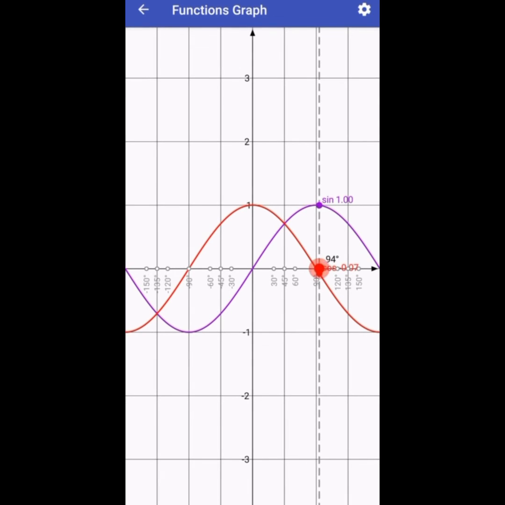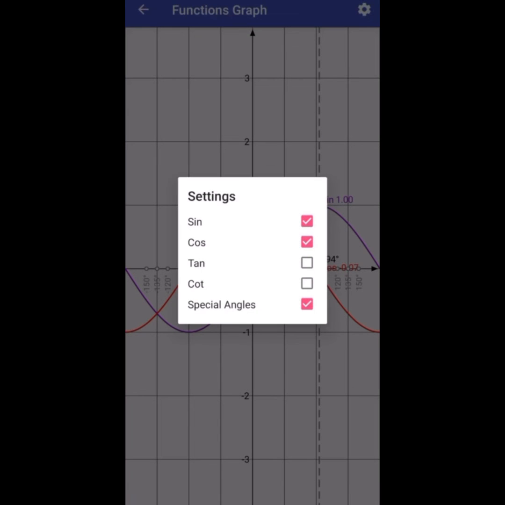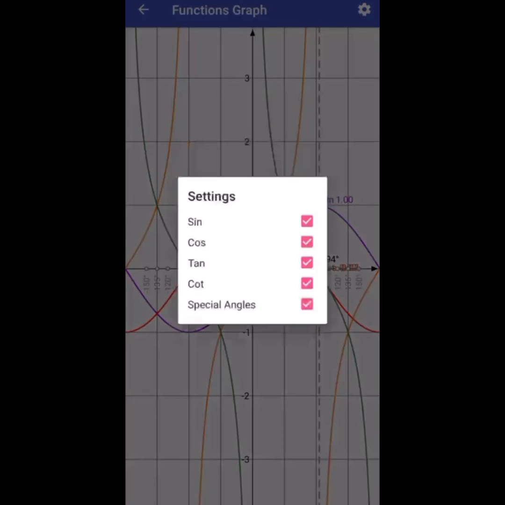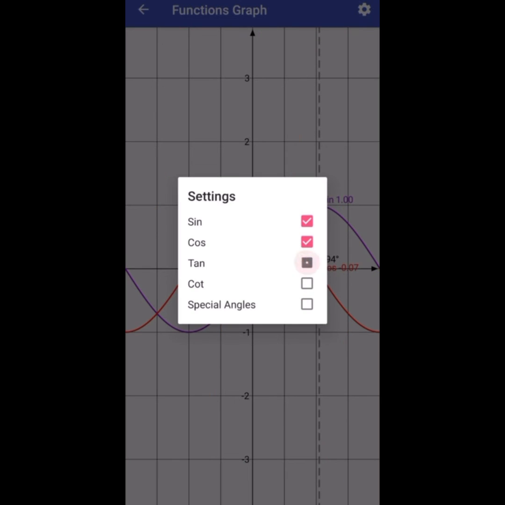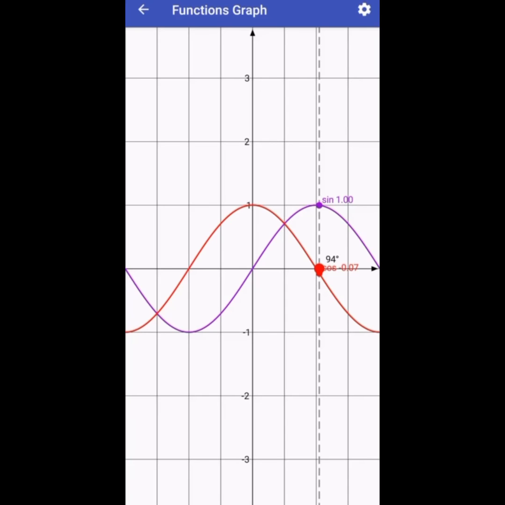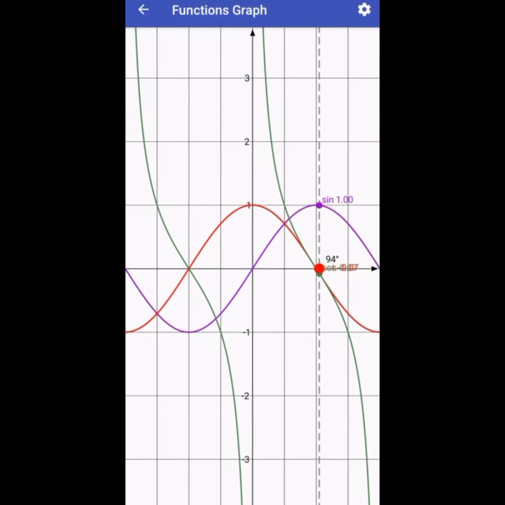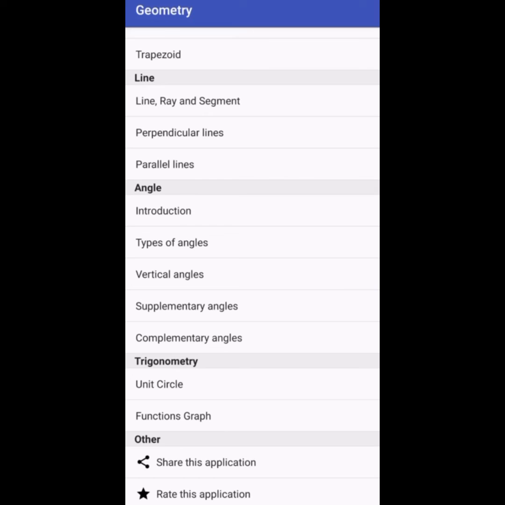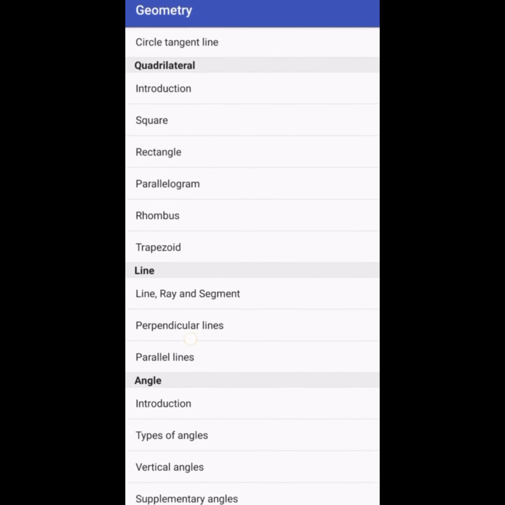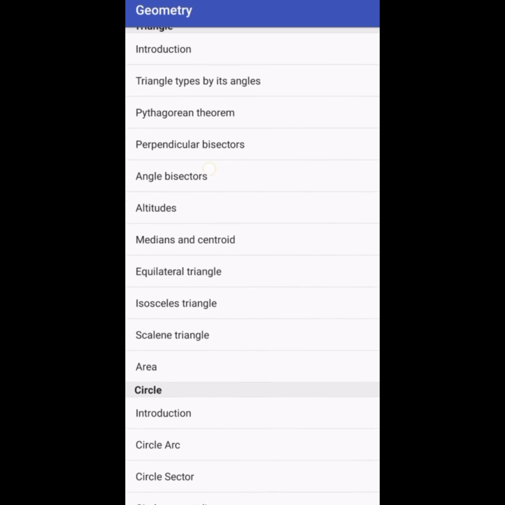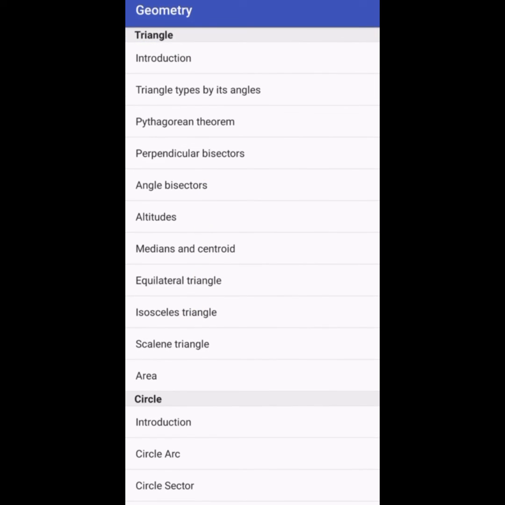Another is their functions graph. The functions graph shows sin, cos, tan, cot. So, that's all about the geometry visualize application, and I really hope that you've learned something.